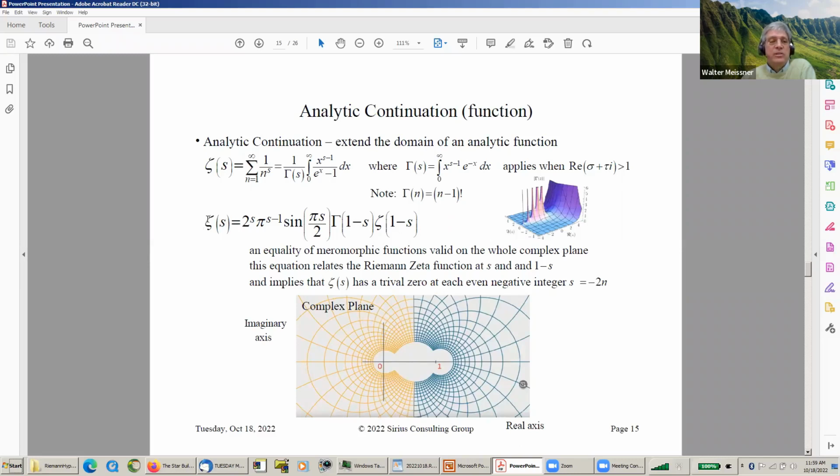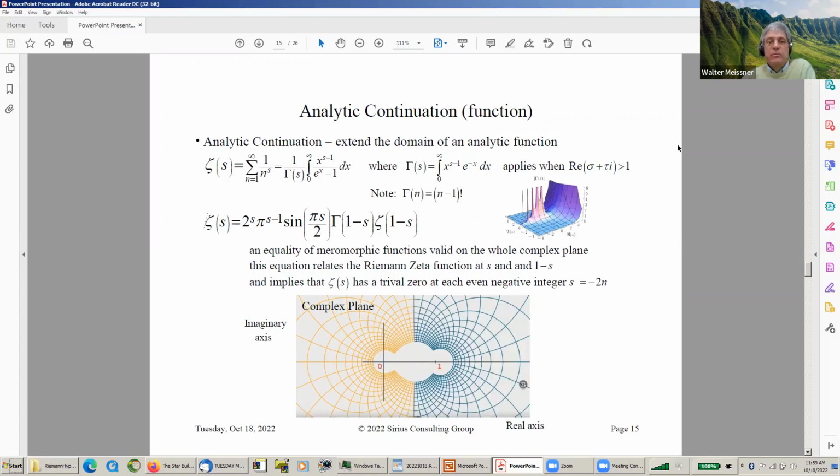It's really like two functions. So here you have zeta of S, and on the right side you have zeta of 1 minus S, and in between you have the gamma function, and you have sine of pi S over 2, 2 to the S, and pi to the S minus 1.